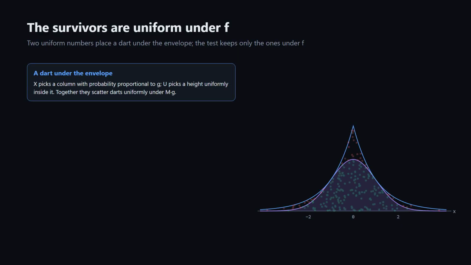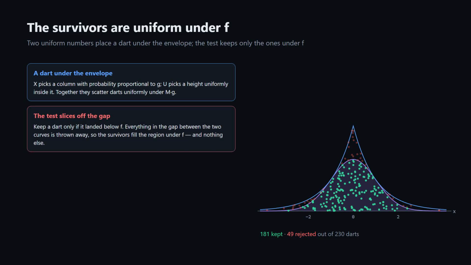The two random numbers together place a dart uniformly in the region under the envelope. The x picks a column with probability proportional to g, and the u picks a height uniformly within that column. The accept test keeps a dart only if it landed below f, so the darts that survive are spread uniformly over the region under f and nowhere else. Everything in the gap between the two curves is discarded.